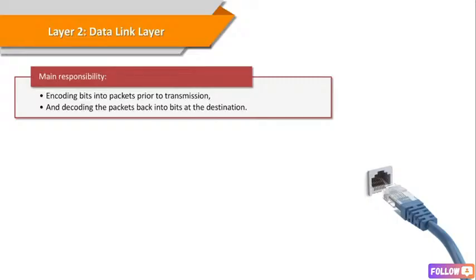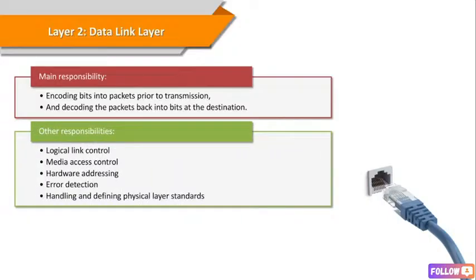Packets are the fundamental unit of information transport in all modern computer networks, and increasingly in other communications networks as well. So the data link layer is also responsible for logical link control, media access control, hardware addressing, error detection, and handling and defining physical layer standards. It provides reliable data transfer by transmitting packets with the necessary synchronization, error control, and flow control.